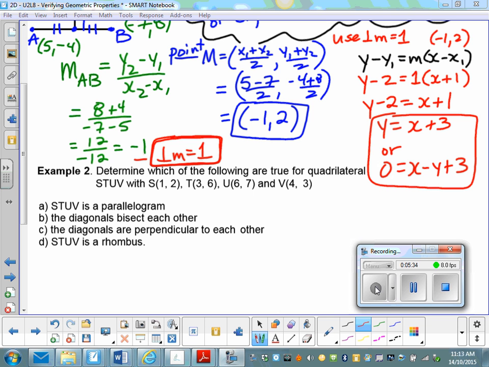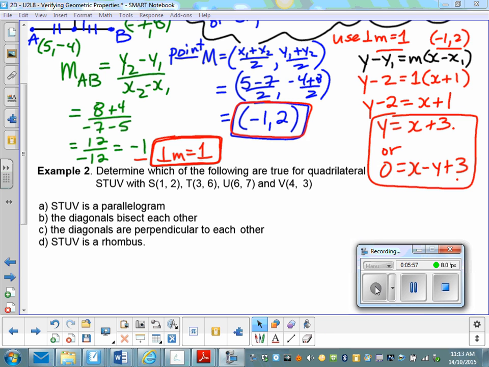And then to find the point, the midpoint of AB is negative 1, 2. So now I've got a slope and a point that I can plug into the equation, find the equation of the line, and I've got it written in slope y-intercept form and standard form here at the end.